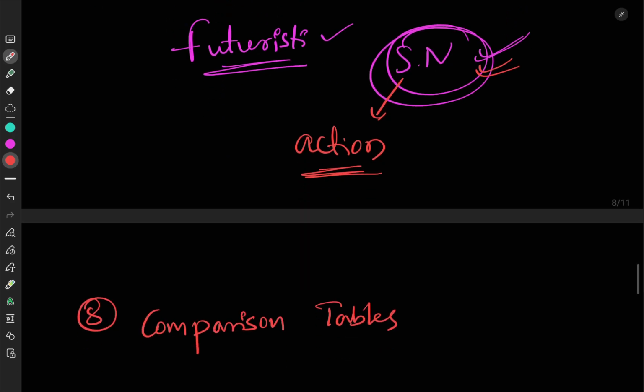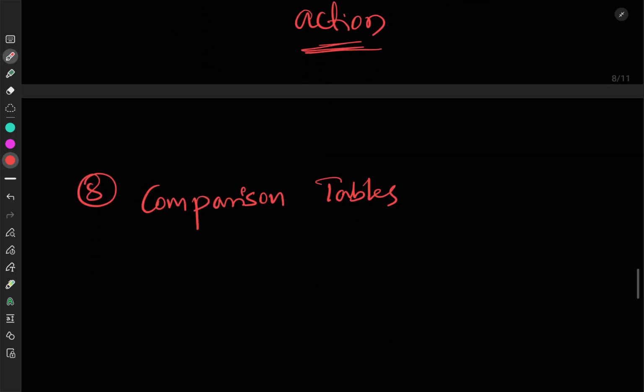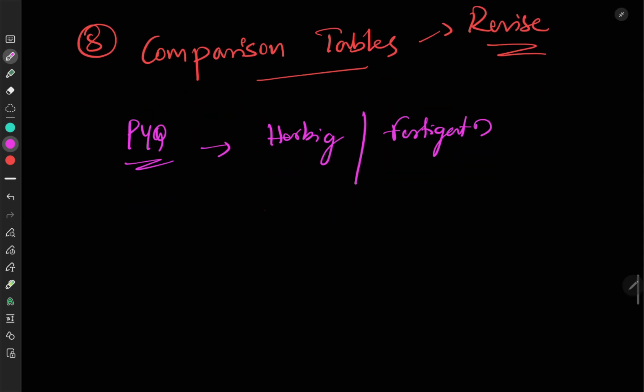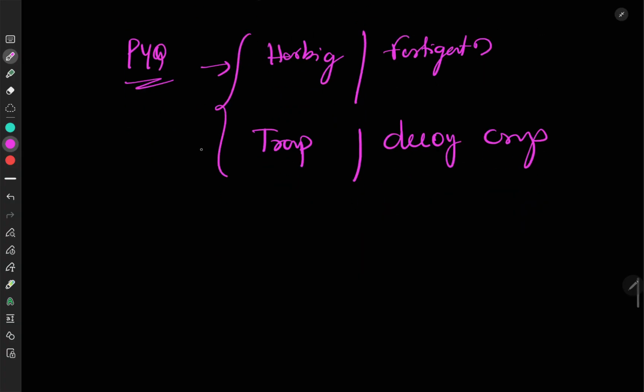Moving to the eighth point: comparison tables. These are very easy to revise if you have comparison tables with you. For example, there are questions in PYQs: what do you mean by herbigation, what do you mean by fertigation, and trap crop versus decoy crop. These are PYQs actually, so I'm not teaching anything new. You should have these PYQs in your short notes.